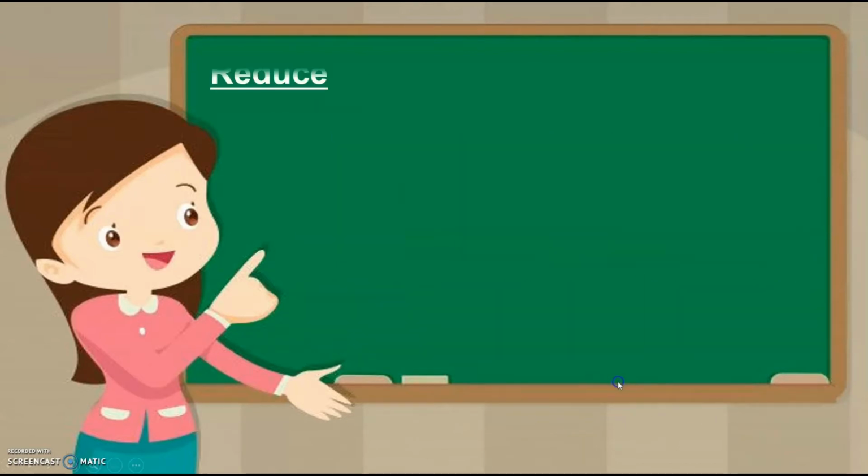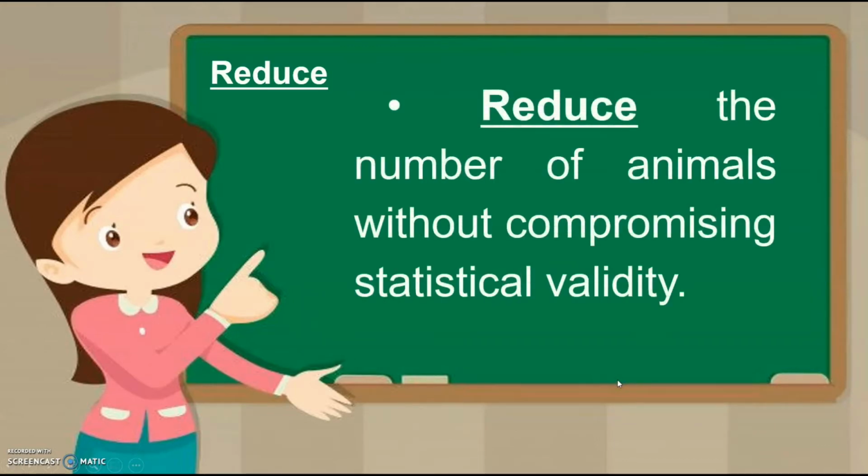Okay, next, we have reduce. So what do you mean by reduce? When we say reduce, we're going to reduce the number of animals without compromising statistical validity. So instead of using many animals, let us make it less. And of course, we are still considering the statistical validity of the research problem that you are making. Okay, again, we have replace, reduce.